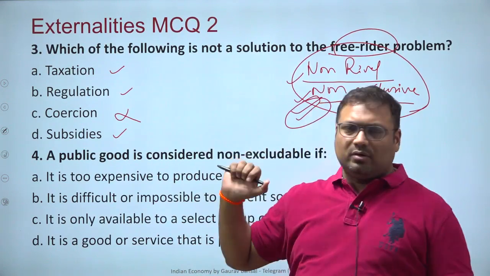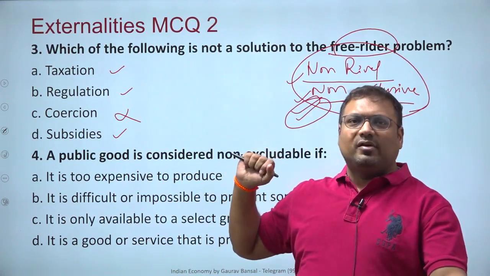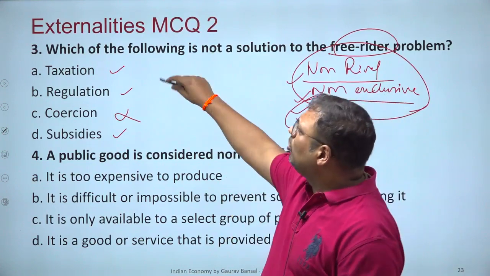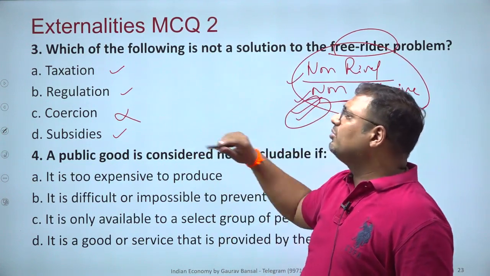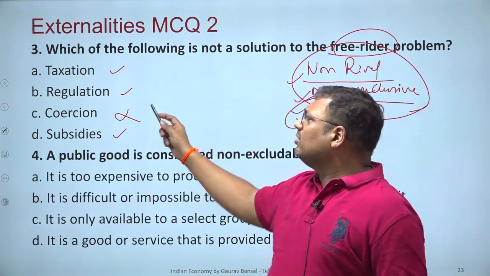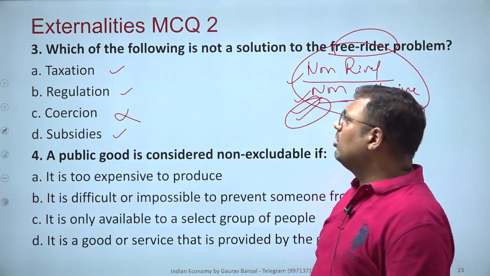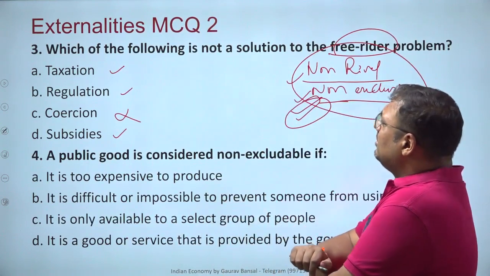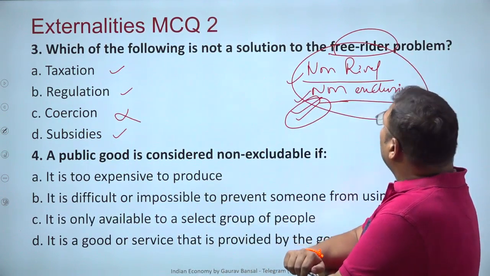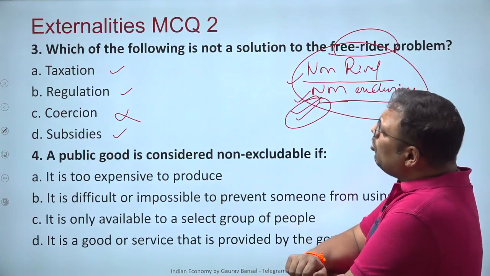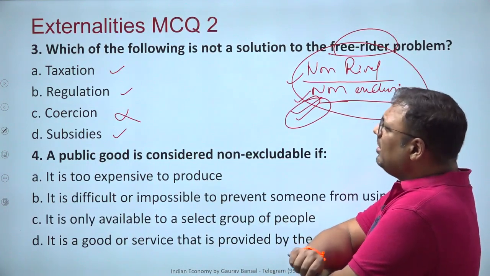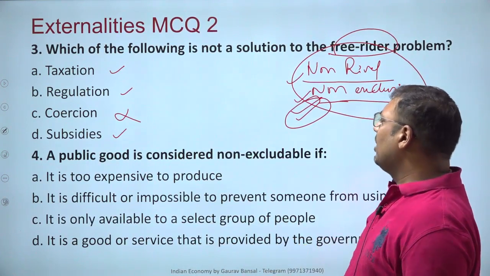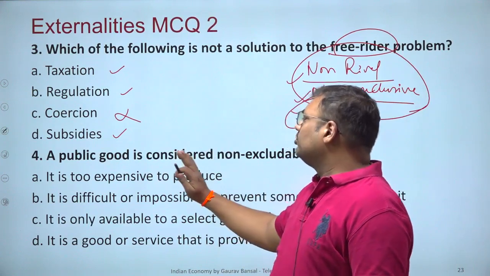Okay, think about it. People travel in railway without ticket. Which of them can solve the problem? Taxation, regulation, subsidy can solve it. Coercion is very unlikely to solve it. Coercion is generally not a solution to the free rider problem. Coercion can control it to some degree, but generally not. This we know generally from experience.